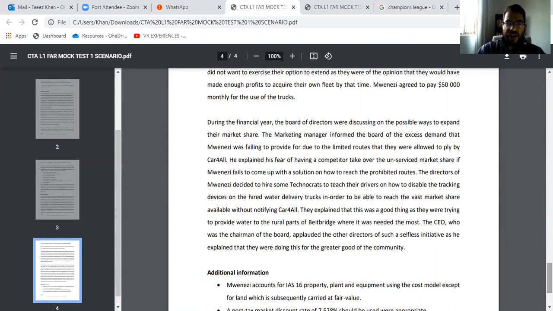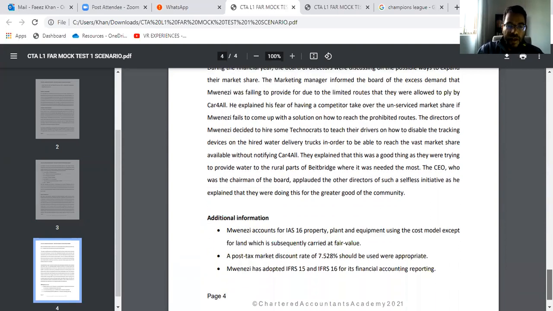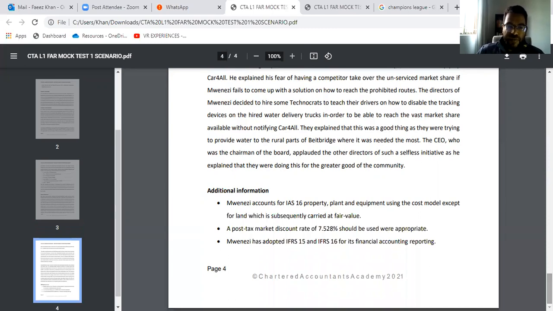Okay, so obviously there's an ethical issue over here. Additional information: Uwanezi accounts for IAS 16 property, plant, and equipment using the cost model, except for land, which is subsequently carried at fair value. A post-tax market discount rate of 7 point whatever should be used where appropriate. Uwanezi has adopted IFRS 15 and IFRS 16 for its financial reporting purposes. Okay, so that is the scenario.